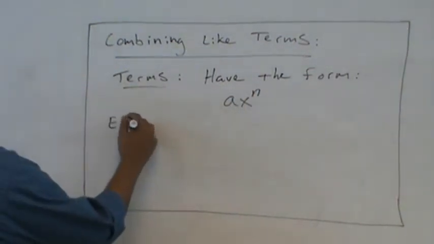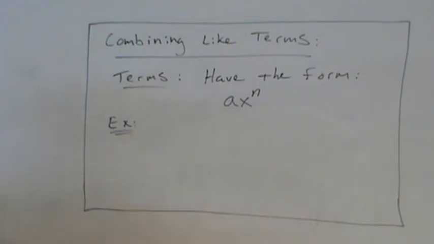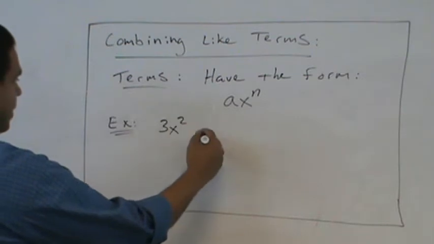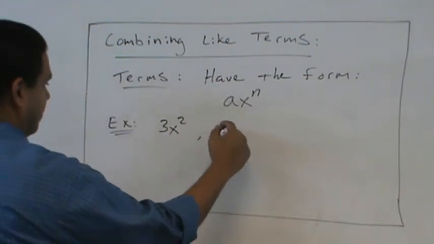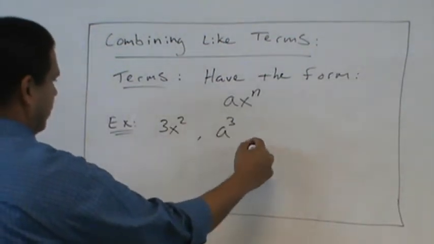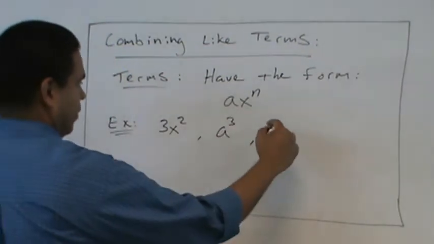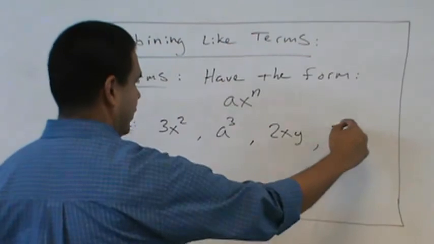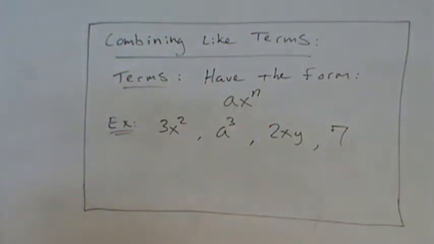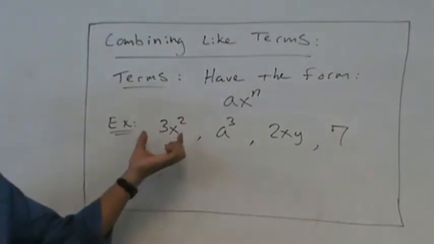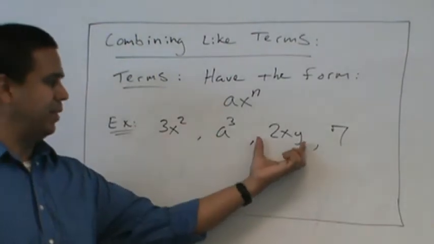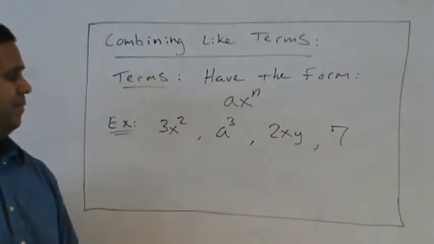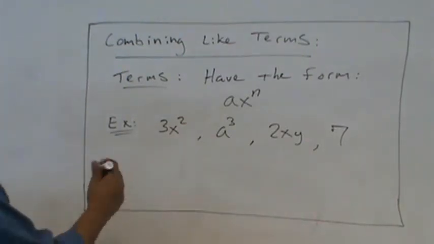Let's look at some examples. What would be a term? 3x squared, a cubed, 2xy, 7. Those are all terms, right? One term, one term, one term, one term. Sometimes we can have two variables. What would be a non-example?